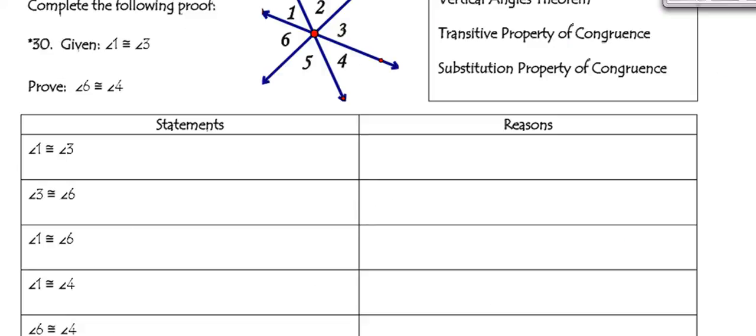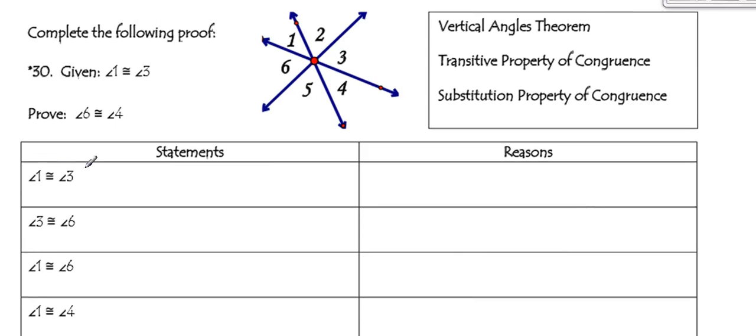Number 30 is an angle proof. We're given that angle 1 is congruent to angle 3. And here we see angle 1 is congruent to angle 3, so that's my given. And here's a word bank. If you notice, there are only going to be 3 different reasons, except for the given, but I don't put that in the word bank because you know that one.